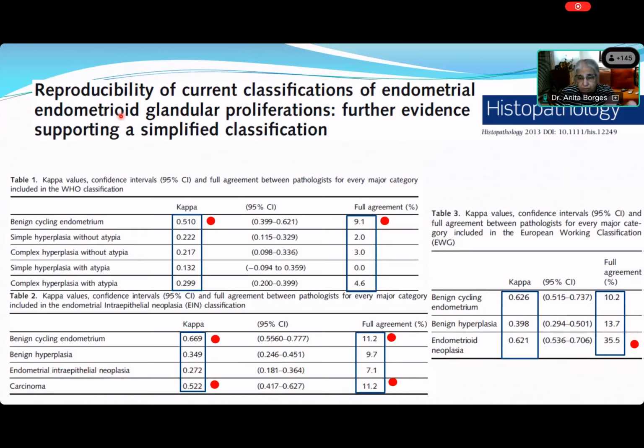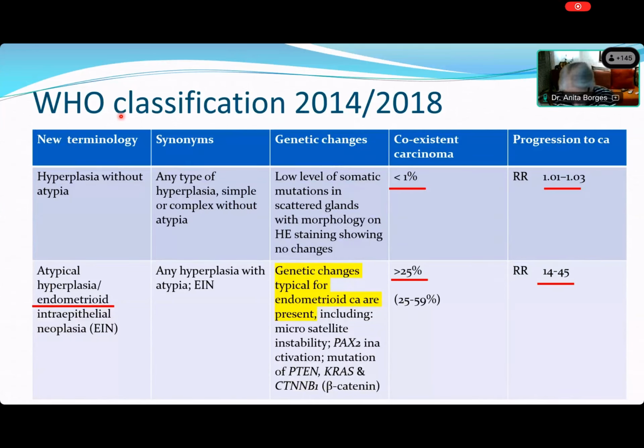I'm not going to go into these charts, but this is the WHO classification which is being used. It was devised in 2014 and remains more or less the same in 2018. This is hyperplasia without atypia, also called non-atypical hyperplasia if you wish. As I said, some people don't use the term disordered proliferation. I like to use the term because I feel that's proliferation without the cystic change, but you can use any term you want as long as you say that it is hyperplasia without atypia.